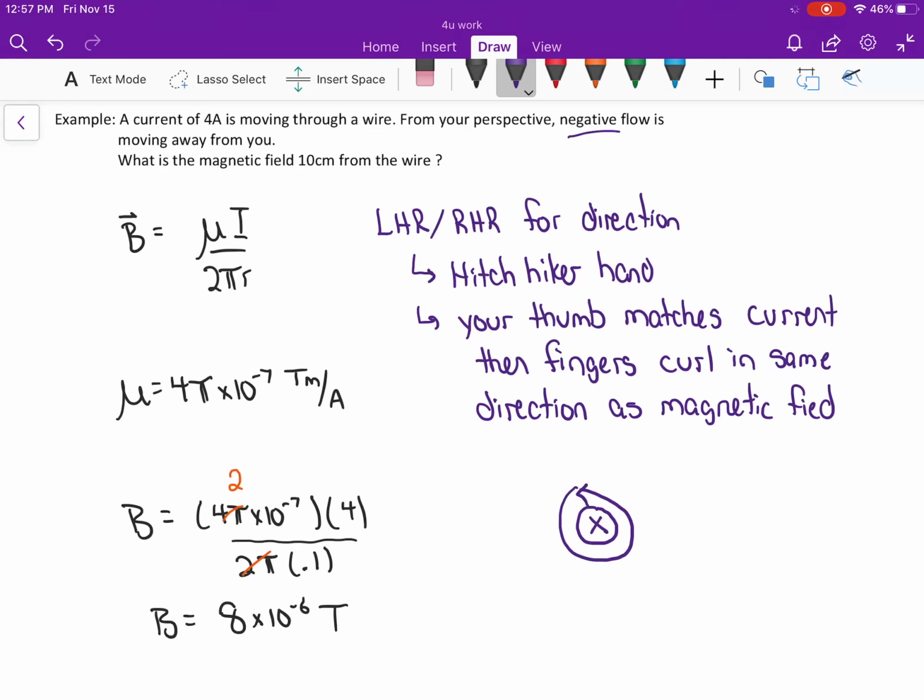The question was a little bit vague, so the direction depends on where you are relative to the wire. If you're above the wire, then the magnetic field will be pointing to the left. If you're below the wire, the magnetic field will be pointed to the right, and then of course up on the right, down on the left, or we could just say counterclockwise around the wire.